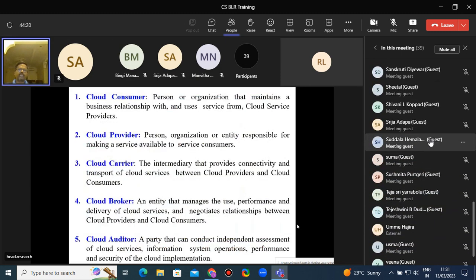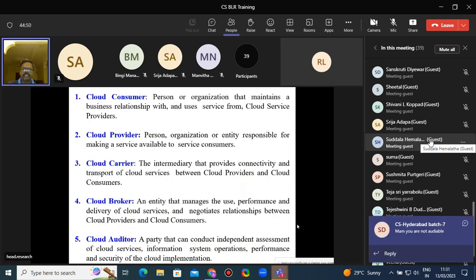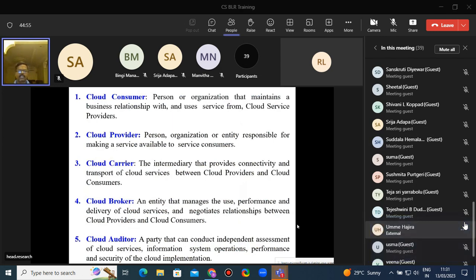Then a cloud consumer, person or organization that maintains a business relationship with and uses service from cloud service providers. Cloud provider is person, organization or entity responsible for making a service available to service consumers. Cloud carrier, the intermediary that provides connectivity and the transport of cloud services between cloud providers and cloud consumers.